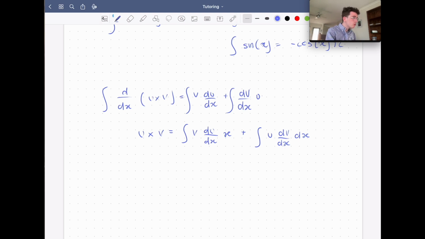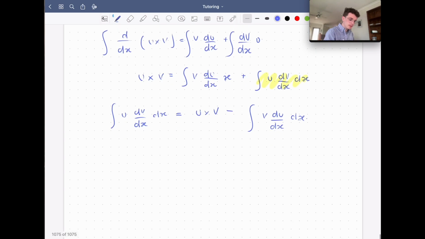Right, let's have a go at rearranging this. I'm going to rearrange it for this thing at the end. So the integral of u dv dx is equal to u times v minus the integral of v du on dx.